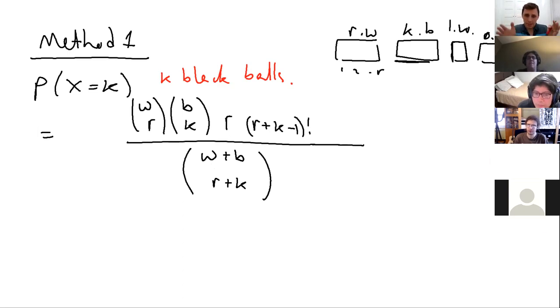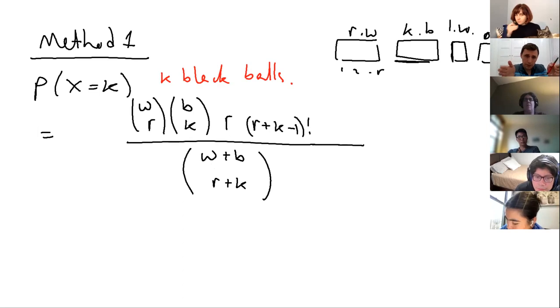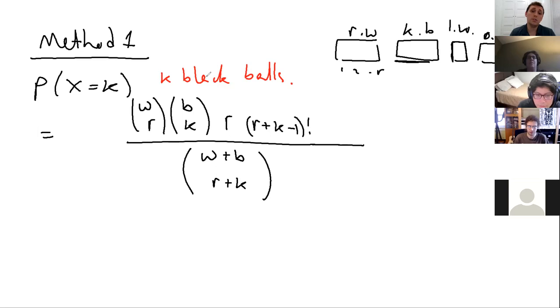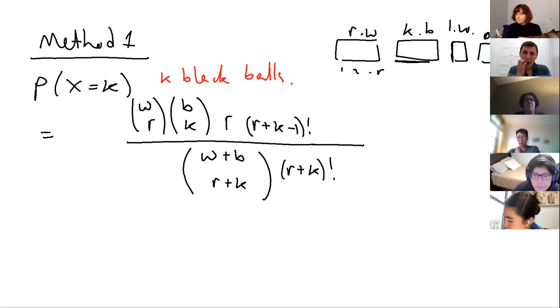Yes, so by just looking at this particular outcome, forgetting about the game, what's the likelihood of having pulled those balls this particular way? It would be any one of the W plus B choose R plus K, and I could have extracted them, since I consider order here, in any R plus K factorial order, right? You understand how I calculated this particular probability?